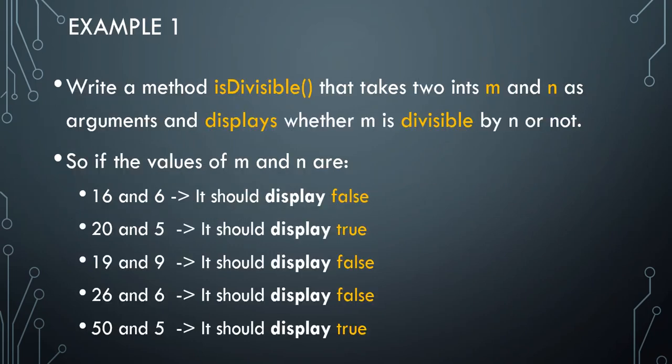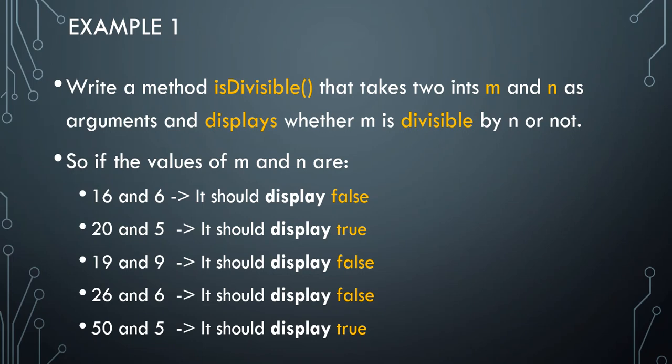We will do this task using some examples. I'll be taking a few examples today and a few examples in the next sessions also, so don't worry, but we'll be doing it bit by bit. Okay, so the first method that we are going to write is called isDivisible. Now this isDivisible function basically takes two ints as arguments, that is m and n, and displays whether m is divisible by n or not.